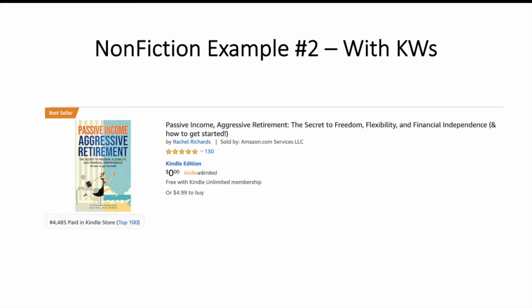Nonfiction example number two. This is with keywords. So this book was showing up as the number one search result under the search term passive income, because this is exactly what you should be doing. You should be using the keyword preferably in the beginning of the title for maximum ranking. And the book also has freedom and financial independence as a relevant keyword in the subtitle.